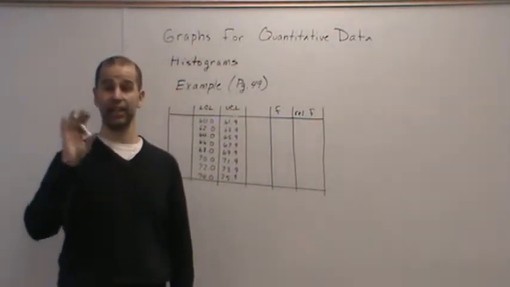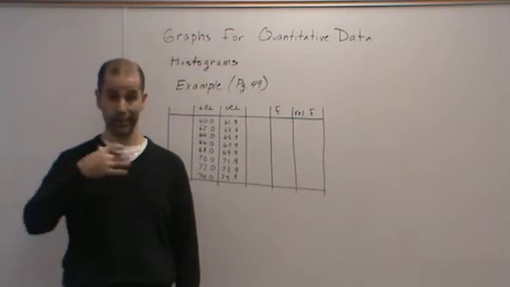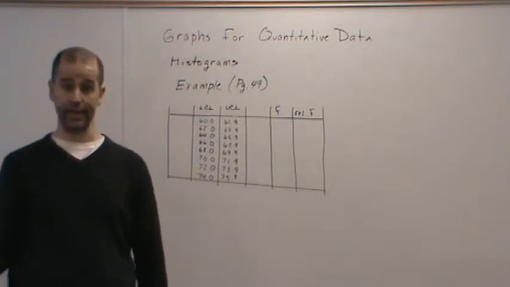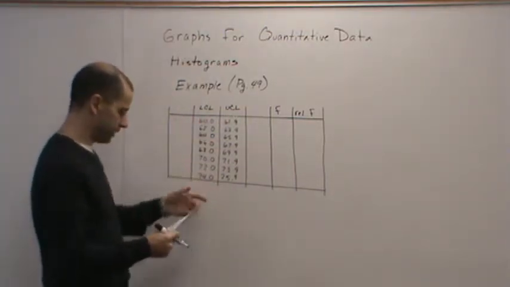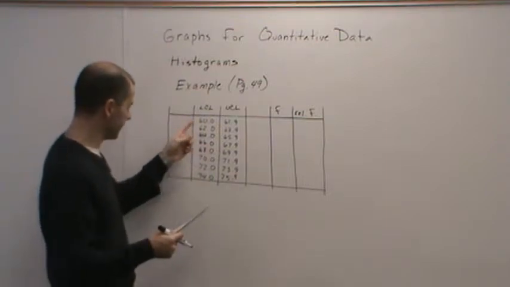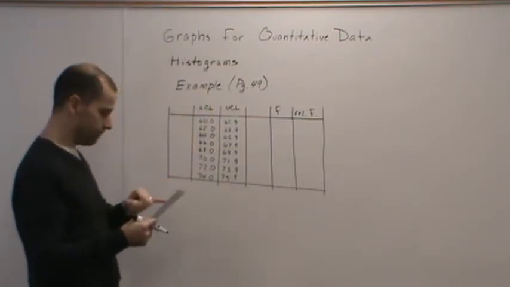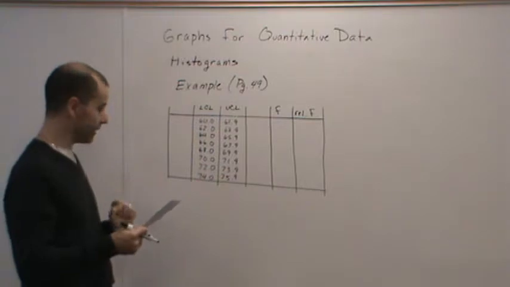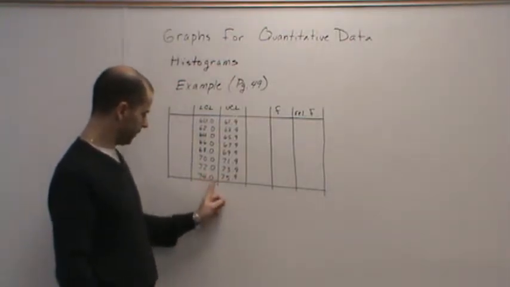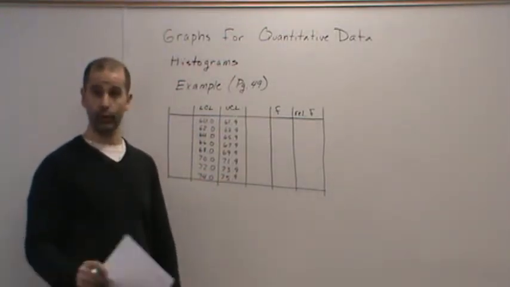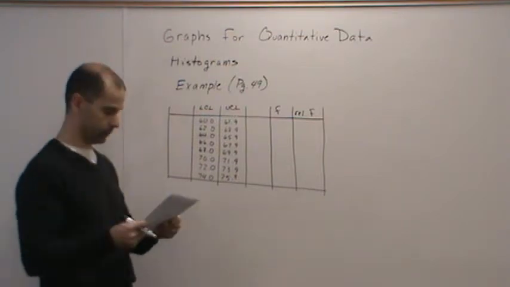Now if you look at the data, the data in this example is great because they actually have it ordered from least to greatest, so you can easily check to make sure all the data is in these classes. The lowest one is 60, so 60 is in there. The highest height they have is 74, so 74 is definitely in there. So we've got all the data covered.